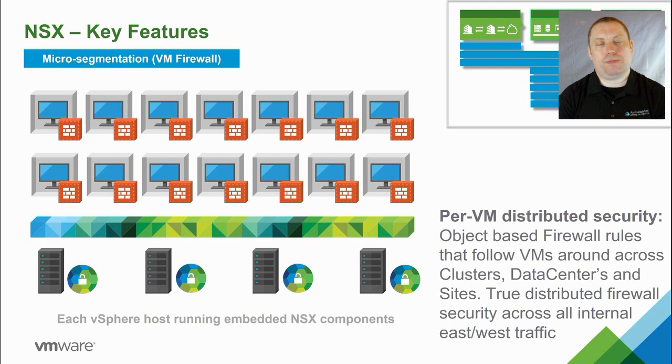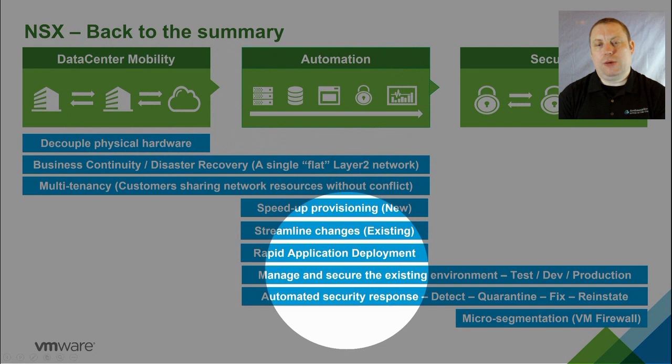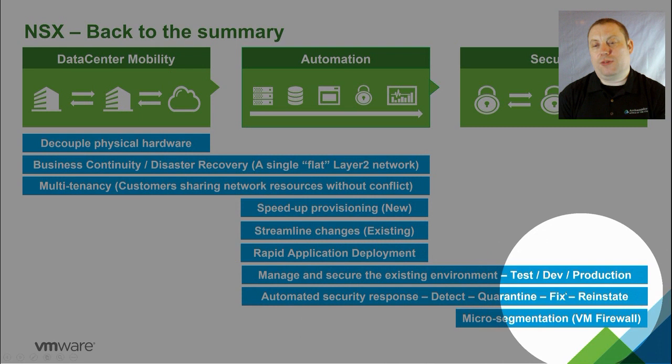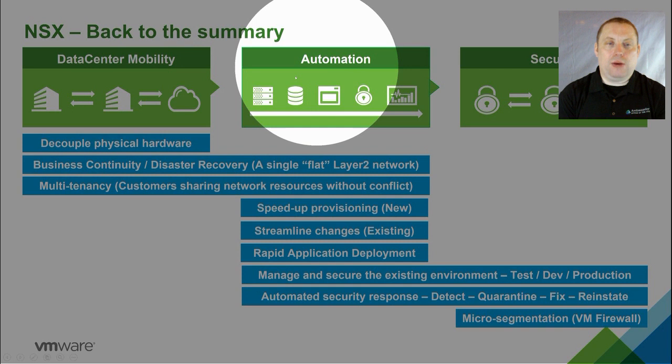So back to the summary. These are the things we talked about. We talked about data center mobility, automation and security. Just as an example here, we talked about an automated security response, being able to detect a virus, take it off the network, fix it and then put it back on. That's why that fits in automation and security. We improve the security of the virtual machine by automating some task. So as I say, here are 10 common use cases you can talk to with your customers.